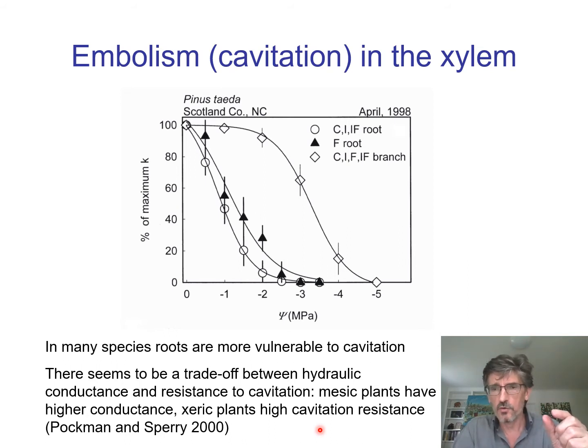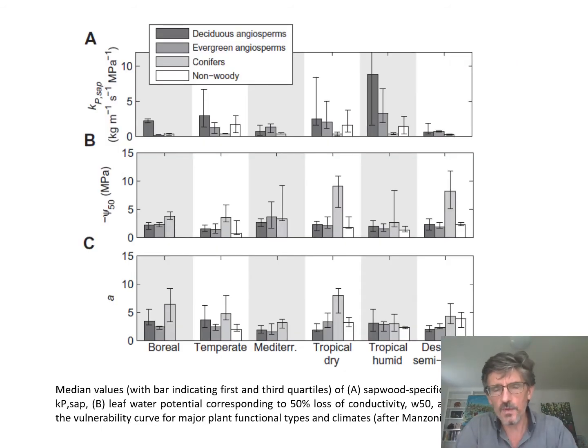They have thicker wood walls around the xylem vessels, but the resistance is much higher and the conductance to water flow is lower. So there are these trade-offs, these strategies that plants have developed. In fact, we can see them here. These are parameters, psi 50 and A, two parameters of these vulnerability curves, and how they change as you go from boreal forest to temperate, Mediterranean, and tropical dry, according to different types of plants. These are data from the literature, and there is more description of these vulnerability curves in the notes.